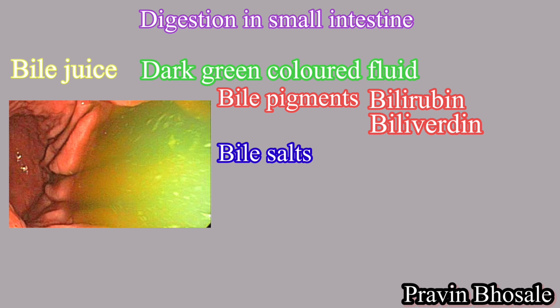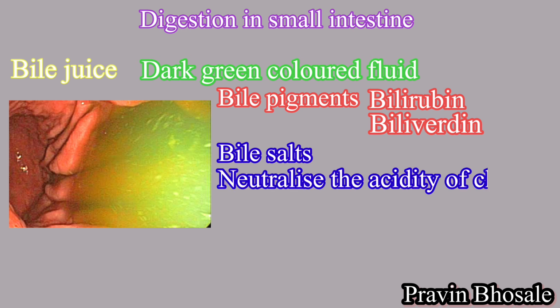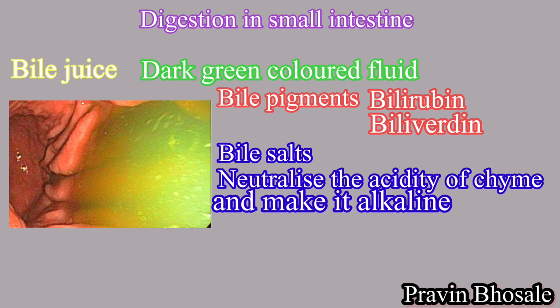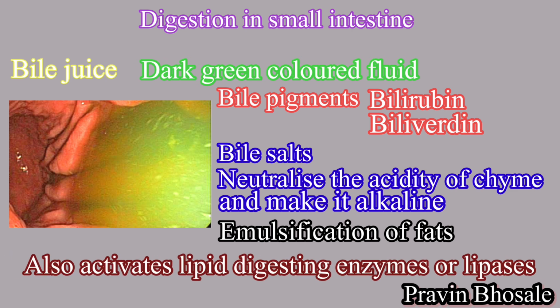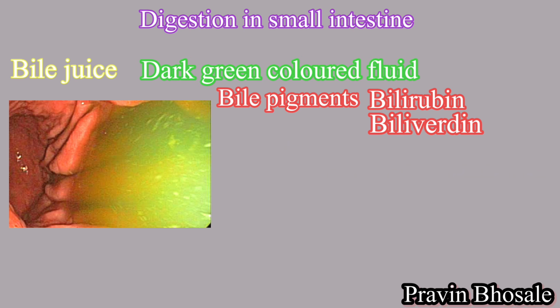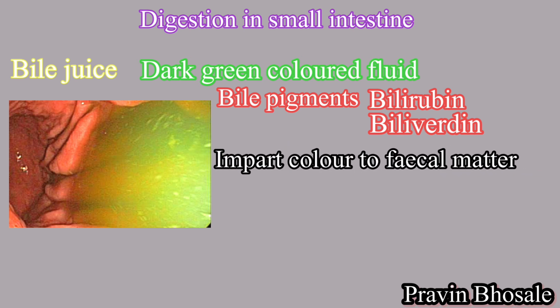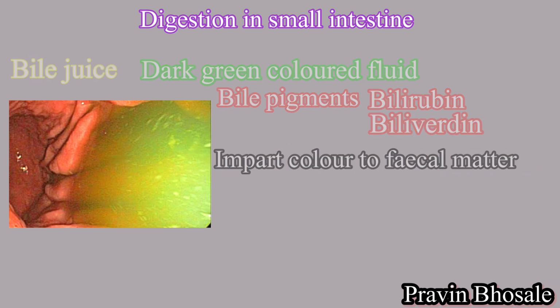Bile salts neutralize the acidity of chyme and make it alkaline. It brings about emulsification of fats. It also activates the lipid digestive enzyme, lipase. Bile pigments impart color to fecal matter.